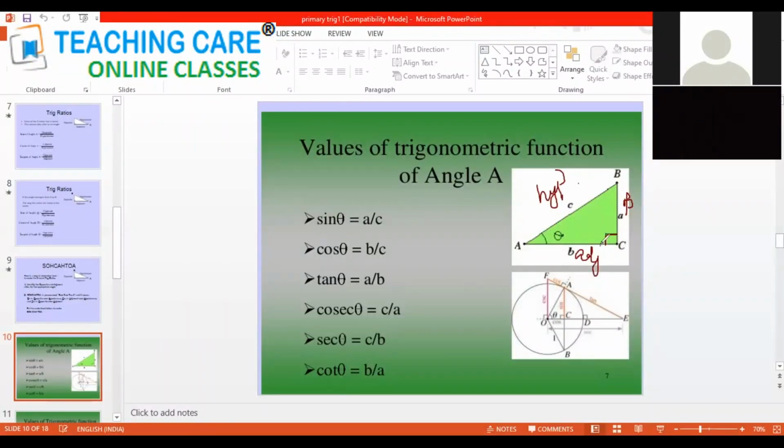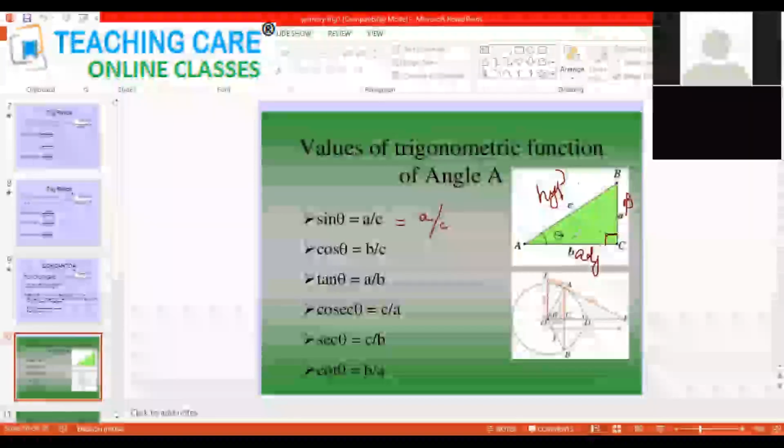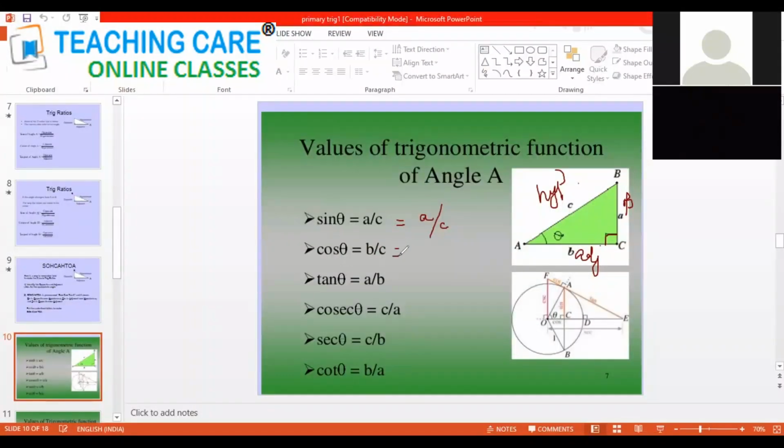Got it? What is the formula for sin theta? Opposite side over hypotenuse. What is your opposite side? It is A. What is your hypotenuse? It is C. Now I have a variable. Afterwards, they will start giving the numbers. Next, cosine of theta. What is the formula? Adjacent side over hypotenuse. What is my adjacent side? It is B over hypotenuse.